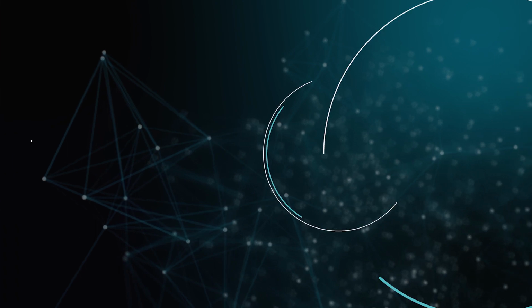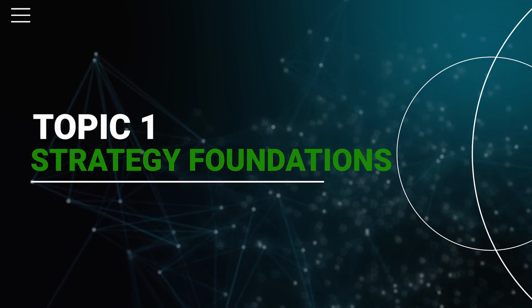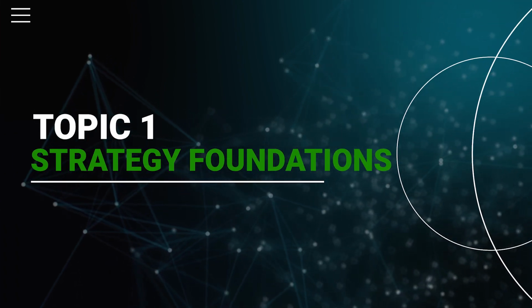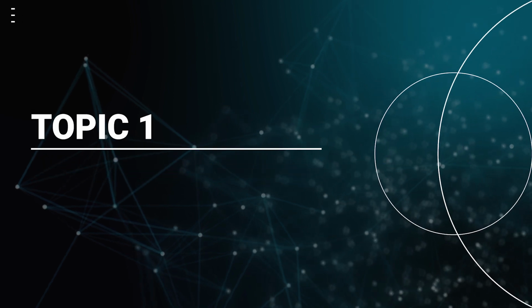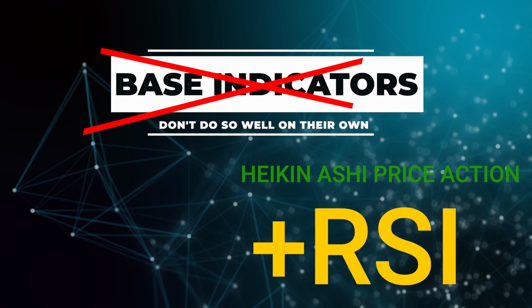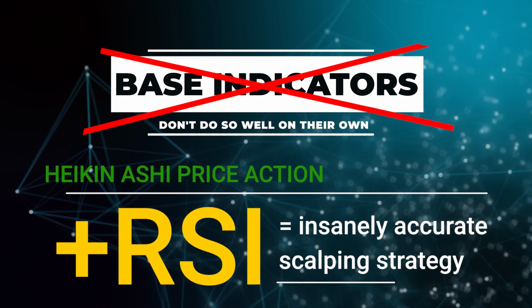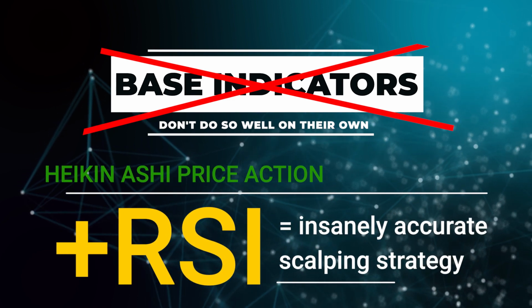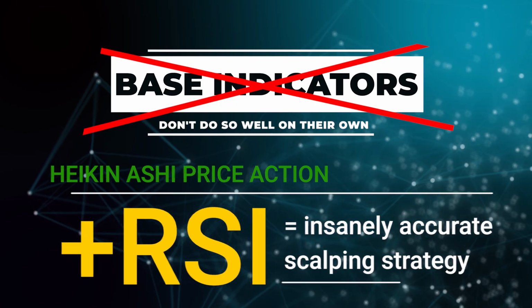One of the biggest traders' mistakes is relying on indicators on their own without combining them with price action. In this episode, we will show you the ultimate combination of the relative strength index and Heikin Ashi price action, which can result in over 90% win rate.